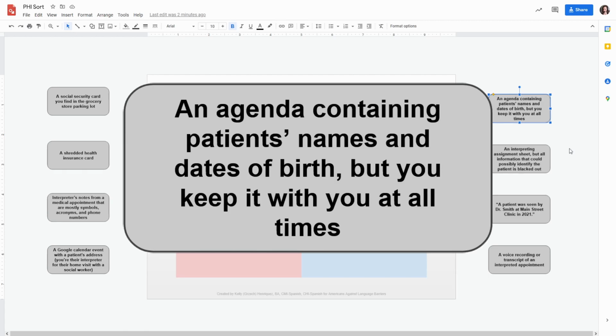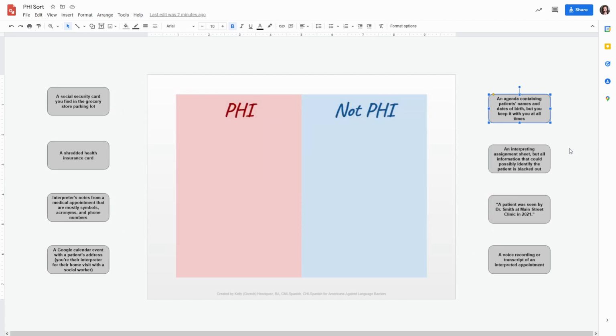And, listen, if we have patients' names, dates of birth, the dates of their appointments, things like that, we're acknowledging the fact that this is an interpreter's agenda, right? Because we're assuming that if you're doing this assignment, you're a medical interpreter, because this is from medical interpreter training classes, that is protected health information. Because if someone gets a hold of that agenda and they know that you're a medical interpreter, they know, okay, all of these dates and times are for medical appointments. And now I have all of the patients' names and dates of birth.